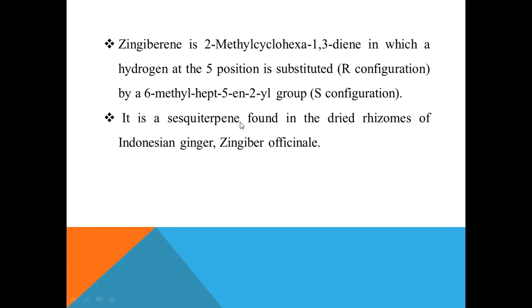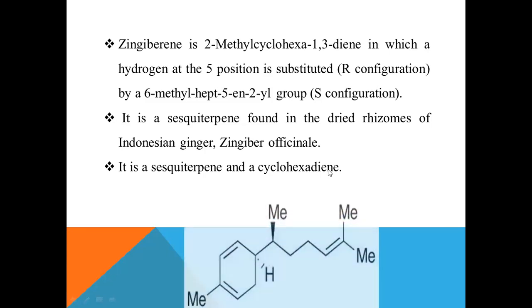It is a sesquiterpene found in the dried rhizomes of Indonesian ginger, Zingiber officinale. As we have already seen, rhizomes are the horizontally growing roots. We can say that it is a sesquiterpene. That means it has 3 isoprene units and it has 1 ring, cyclohexadiene. Hexa means 6-membered, cyclo means ring, and diene means 2 double bonds. So there is a 6-membered ring having 2 double bonds which are conjugated.